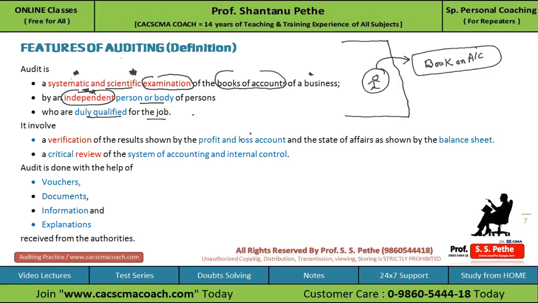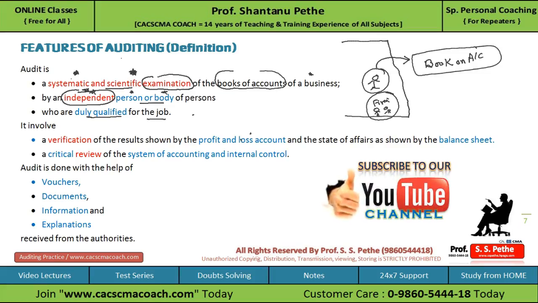Now they say that it should be done by an independent person or body of person. It means that the auditor can be a single individual person, or it can be a firm. It can be a firm having the members as chartered accountants, like a firm of chartered accountants can be appointed as auditors. And here you have to remember that one company may appoint more than one auditor also. There is no restriction in the Companies Act for this.